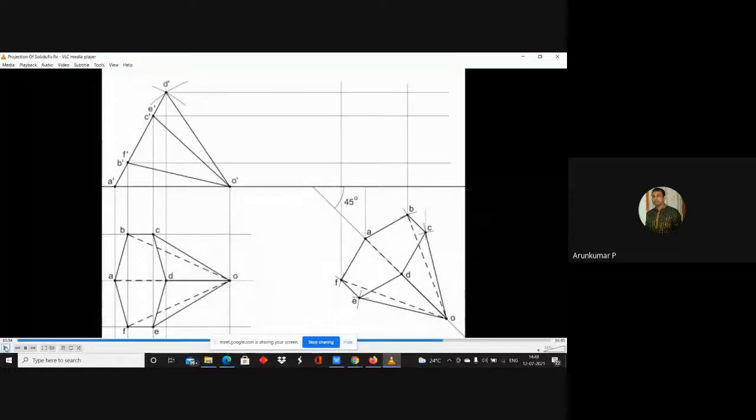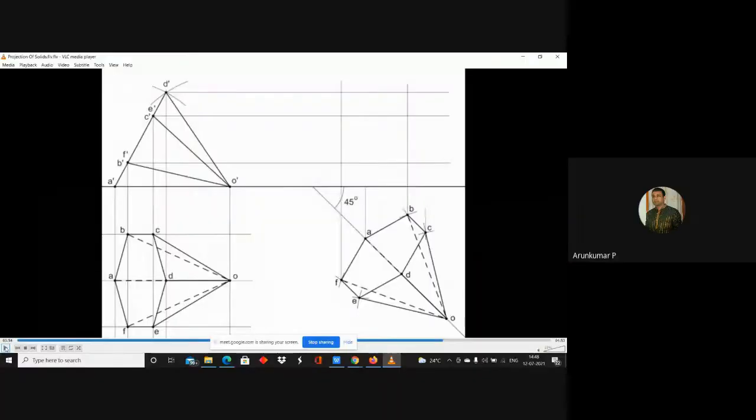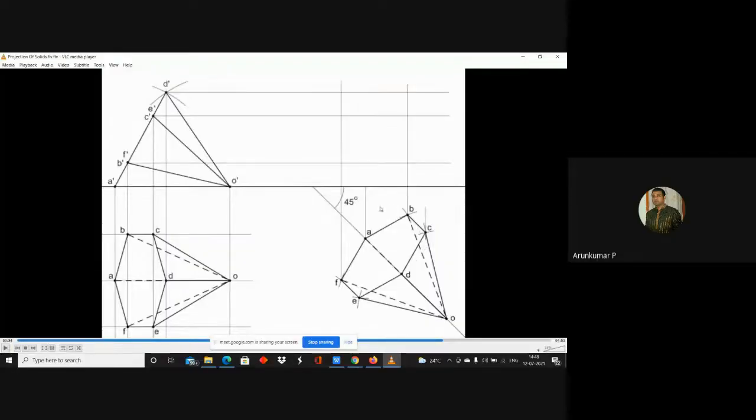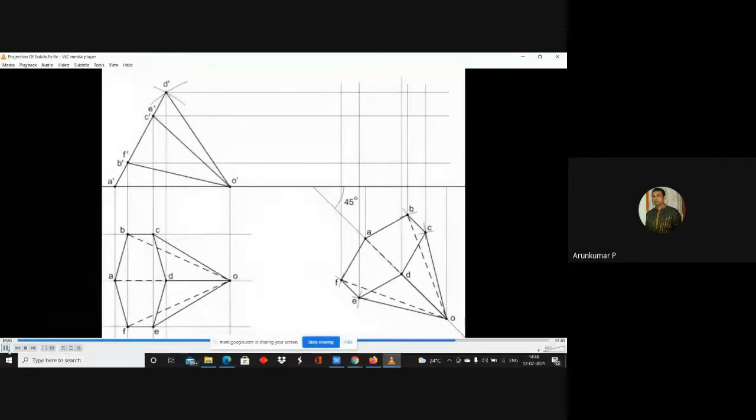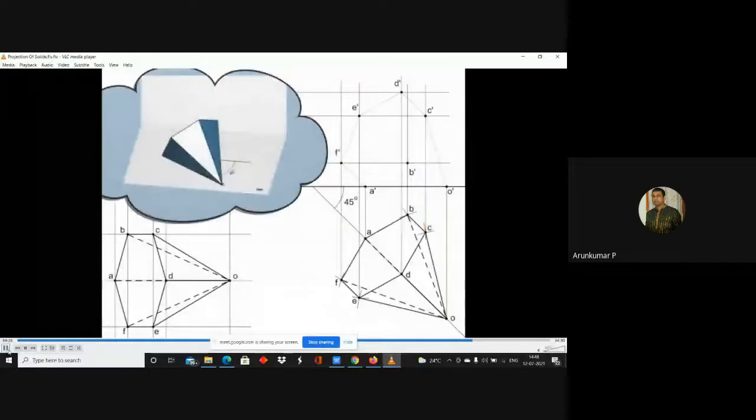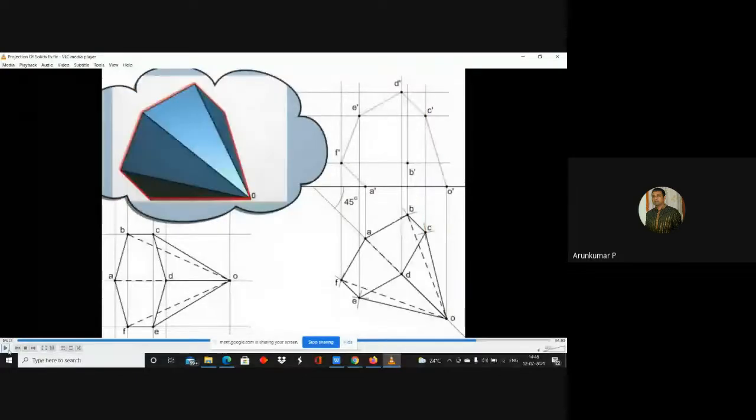And then last step, you draw the horizontal and vertical projectors. Some 7 vertical projectors from the top view and 4 horizontal projectors from the front view. They will intersect, mark the intersection points A, B, C, D, E, F, and O. And then this is what is seen in the front.